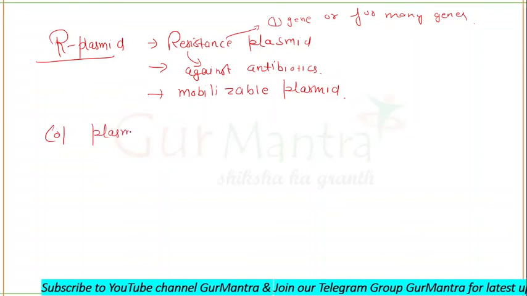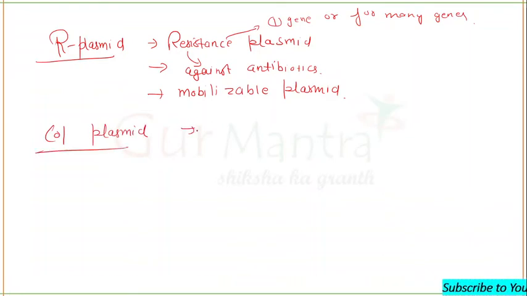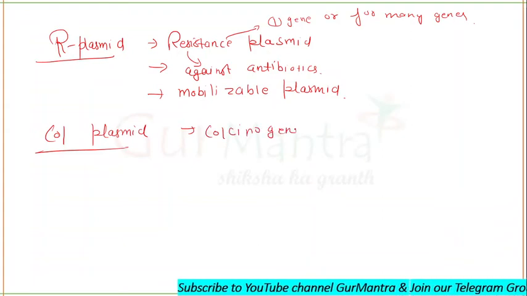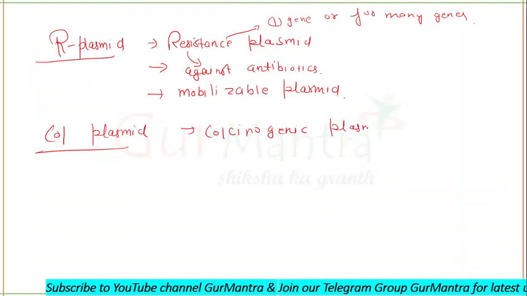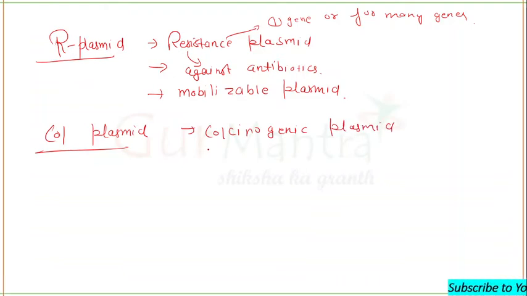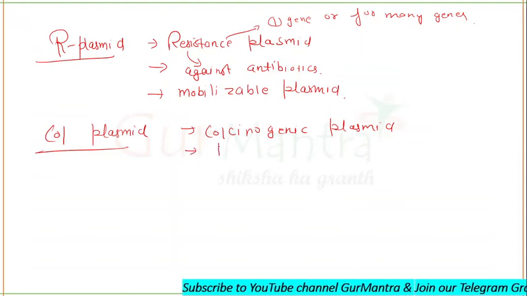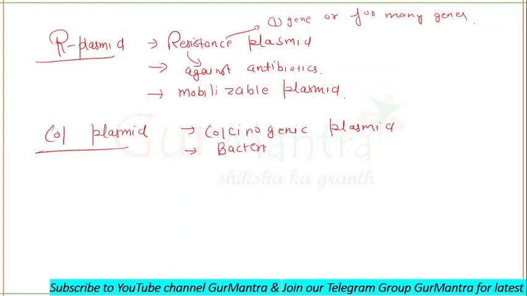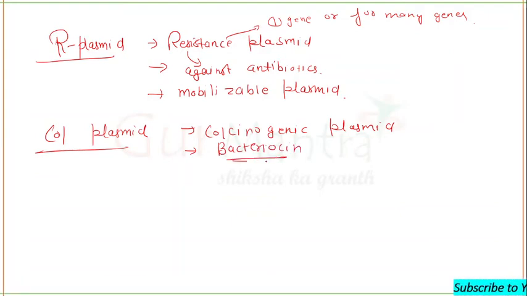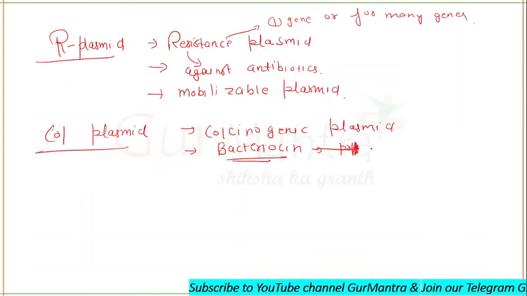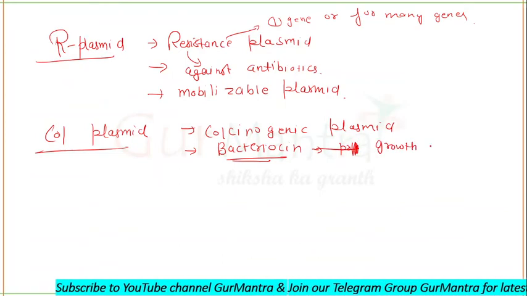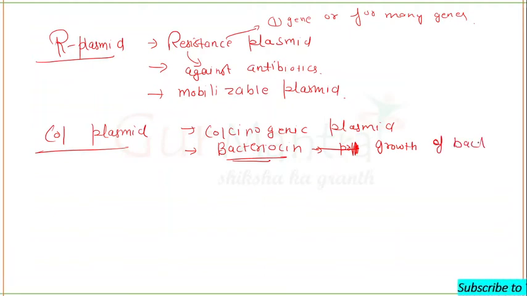Col plasmid is also known as colicinogenic plasmid, right? Okay. Now, what is the function of this colicinogenic plasmid? Actually, col plasmid synthesizes the protein bacteriocin, and this bacteriocin can prevent the growth of bacteria. Okay, and it will only be able to prevent the growth of bacteria who are susceptible to it.